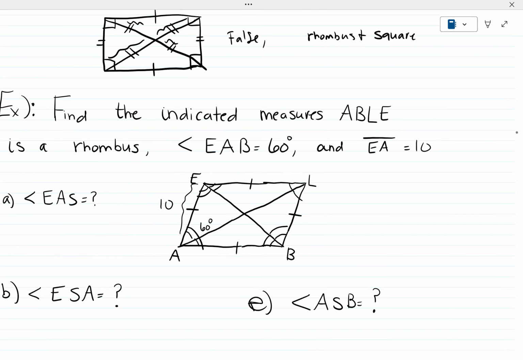Now, what do we know about a rhombus? On a rhombus all side lengths are congruent, so if that's 10, that means this must be 10, then this must be 10, this must be 10. Okay, now let's answer what they are asking.